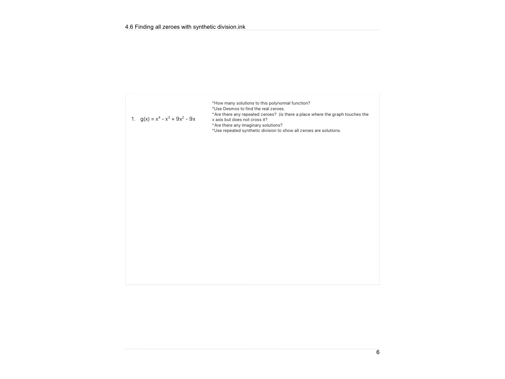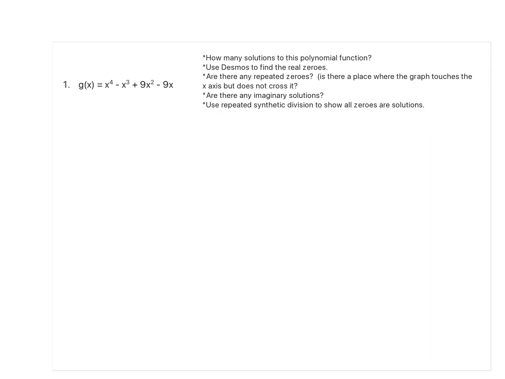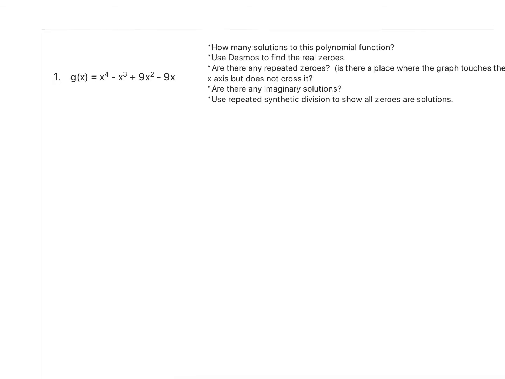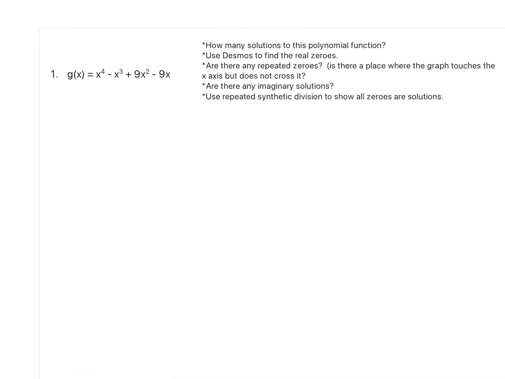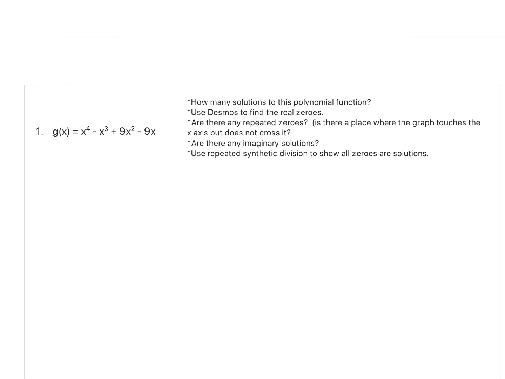Okay. So here is how you can figure out what those solutions are, because a graph in Desmos is not necessarily going to tell you everything that you need to know. So what you're going to do, first of all, is look at this equation. You have g of x, could be f of x, equals x to the fourth minus 3x plus 9x squared minus 9x. The first thing you ask yourself is, when I look at my graph in Desmos, how many solutions am I looking for? How many solutions are there? Well, my highest exponent is 4, so there are 4 solutions.